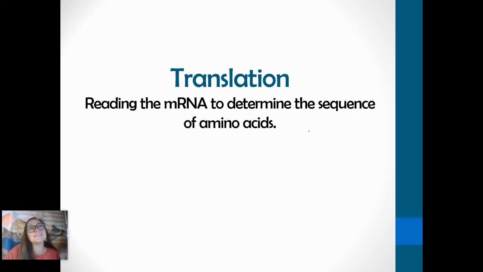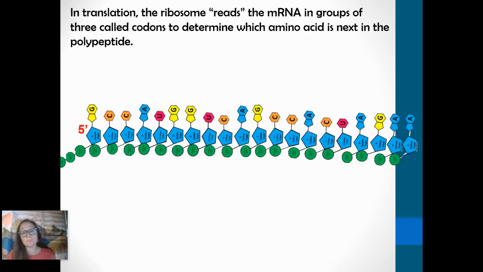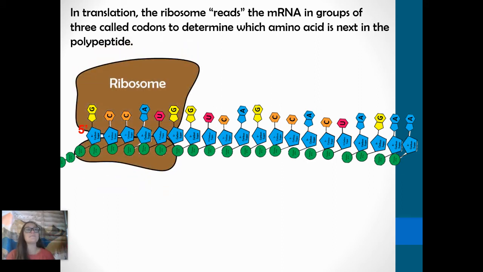So how does the ribosome get the amino acids? Sure, the ribosome is going to read the messenger RNA, codon by codon by codon, but we need to bring the amino acids to the ribosome. So this process is called translation. In translation, the ribosome is going to read the messenger RNA in groups of 3 called codons to determine which amino acid is next.